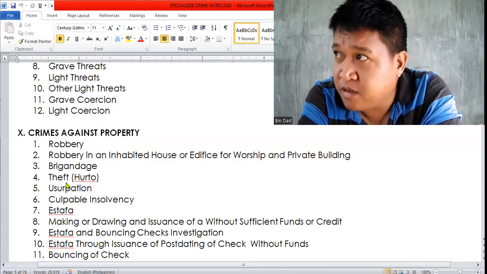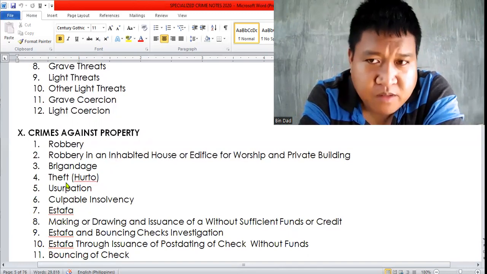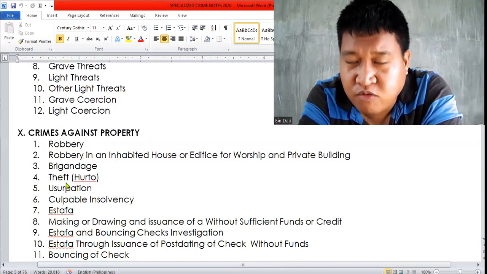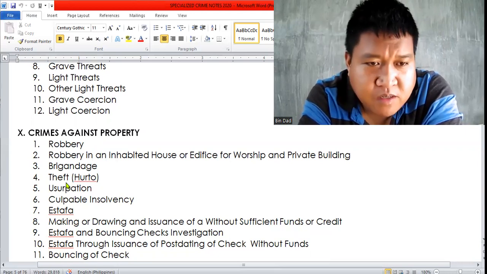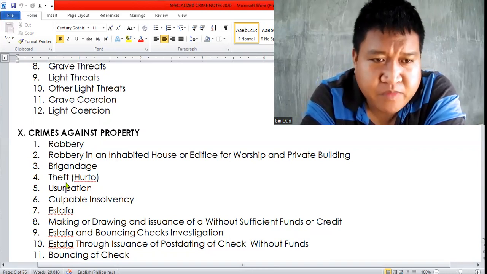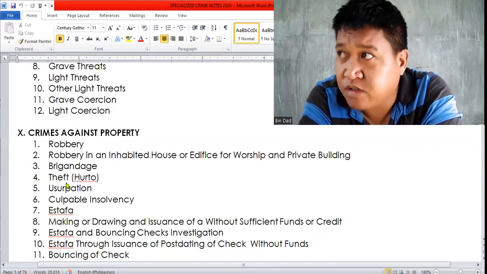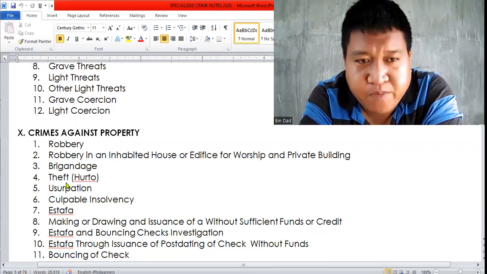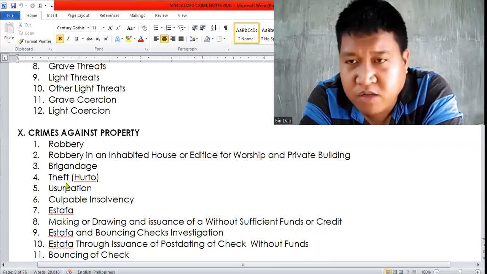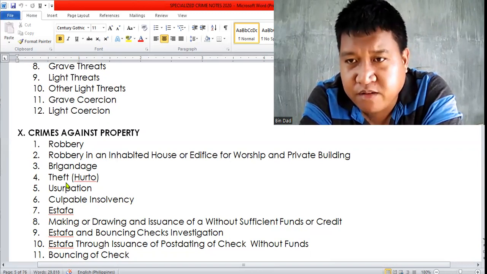Yung mga ano sa shopping center, yung mga magnanakaw doon na kumukuha, shoplifter, no? You can be charged of theft. So usurpation, culpable insolvency, no? Estafa. Yeah. Usurpation is pag ino-occupy mo ang pagmamayari ng iba, no? Culpable insolvency. Estafa, yan yung swindling, no?